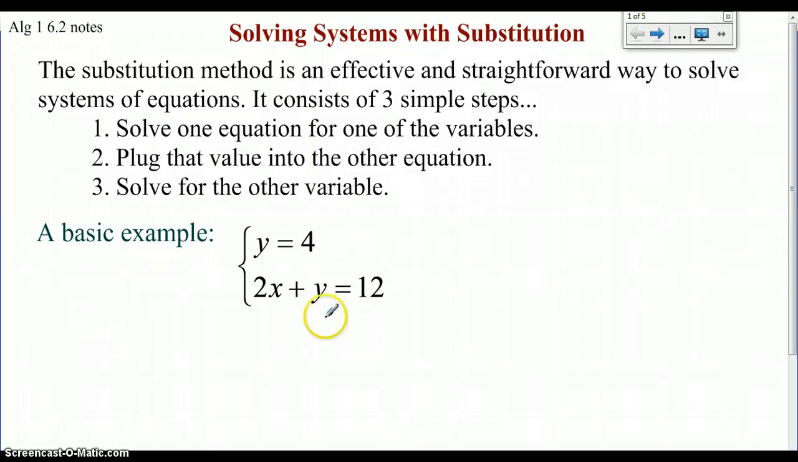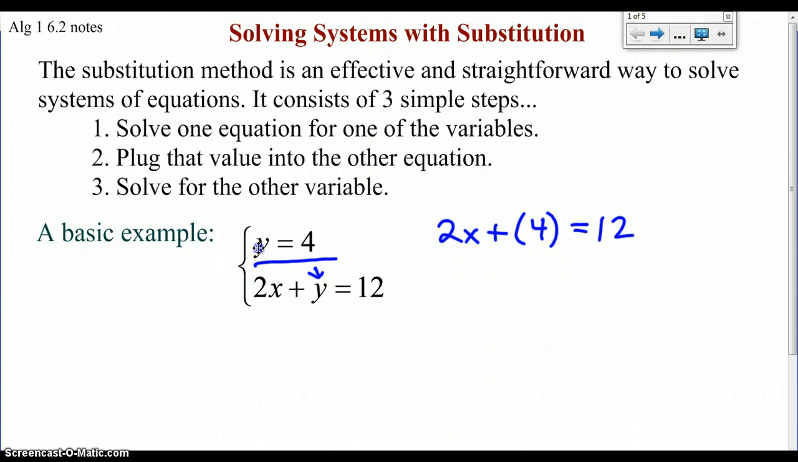So let's take a look at a pretty simple example of this. Here we have a system that says y equals 4 and 2x plus y equals 12. The key to this is right here, y equals 4. I'm going to plug that value in right there for y. So I'm going to rewrite the second equation, 2x plus, and instead of y, I substitute and write the number 4 because we know that y and 4 are equivalent. Now I can subtract 4 from each side, so 2x then would equal 8. And a quick step of division tells us that x is 4.